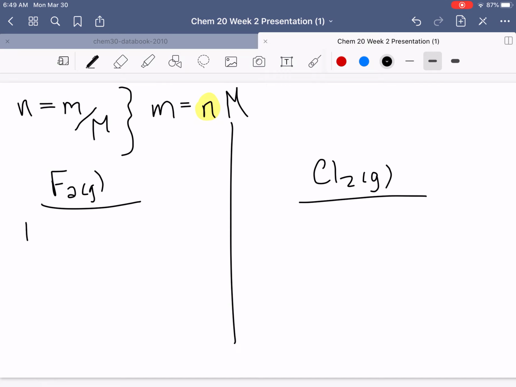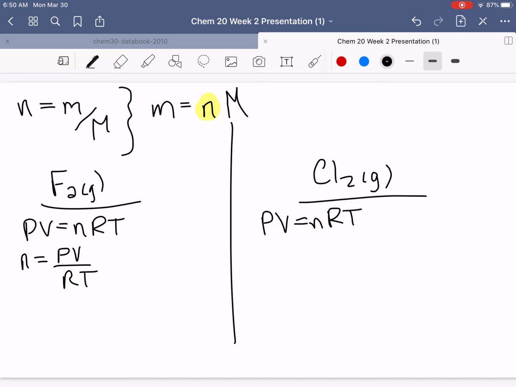For both of those, PV equals nRT is absolutely going to work. Rearrange it so that you get n by itself. n is equal to PV over RT. Exact same thing happens over here. PV equals nRT, and we have the partial pressures. We have the pressures now of fluorine and chlorine. One of them was given to you in the question, the other one you just determined. n is equal to PV over RT.